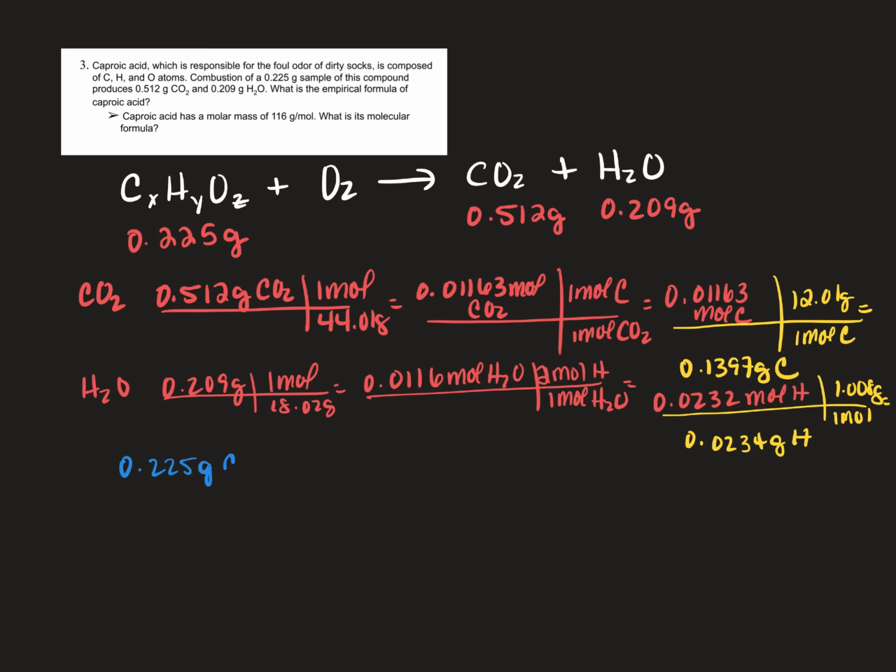So now we're going to take the 0.225 grams of the CHO, and we're going to subtract from it the 0.1397 grams of carbon plus the 0.0234 grams of hydrogen.